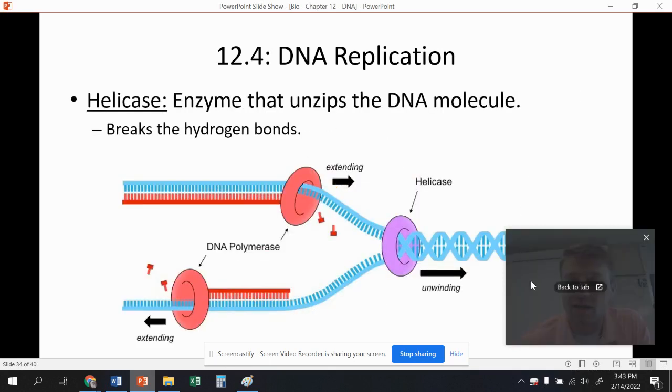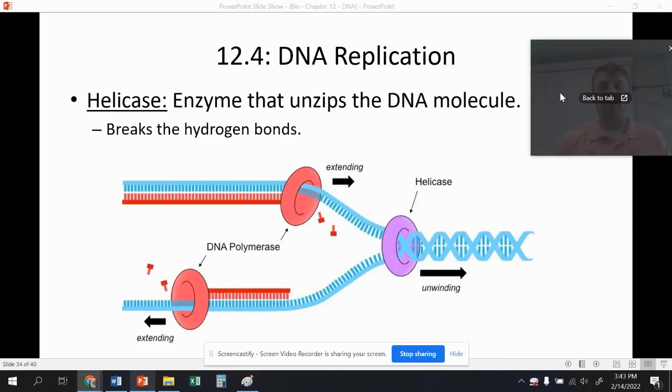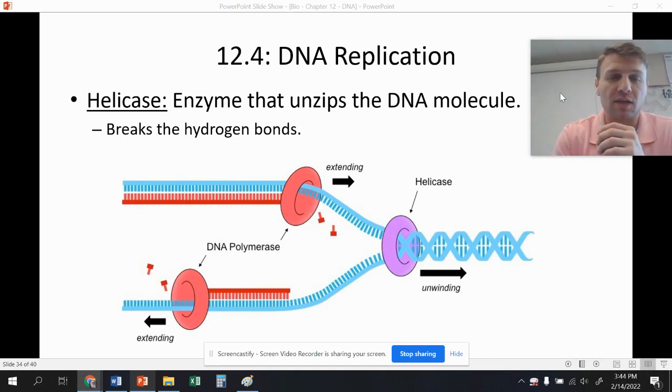Next is helicase. So once we have that origin of replication, that's where DNA is going to start to be copied. This enzyme, we're going to be going over a lot of enzymes here. Helicase is an enzyme that unzips the DNA molecule, and this is what breaks up the hydrogen bonds. You can see here, this helicase is unzipping the DNA, and specifically, it's breaking those hydrogen bonds.